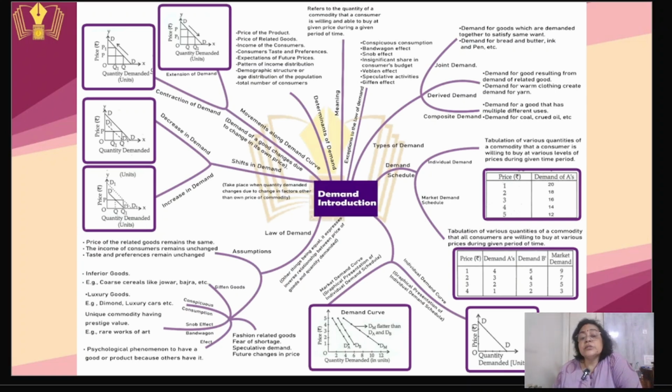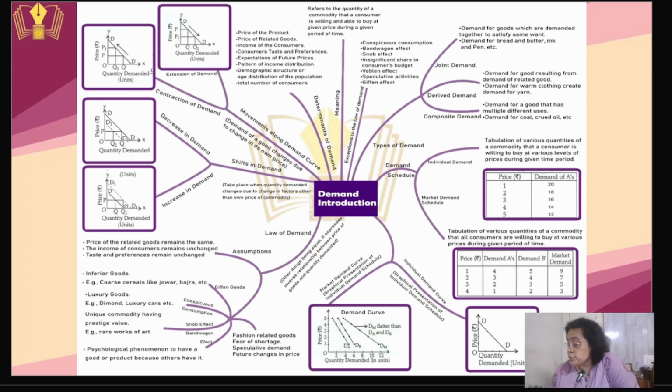The next comes the snob effect. If I write snob effect, that is, a consumer may try to show that he no longer belongs to a particular social class. This is known as snob effect. Consider a good which is typically consumed by poor people.